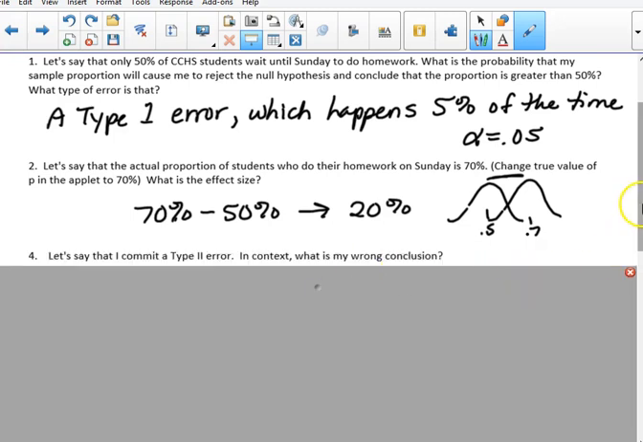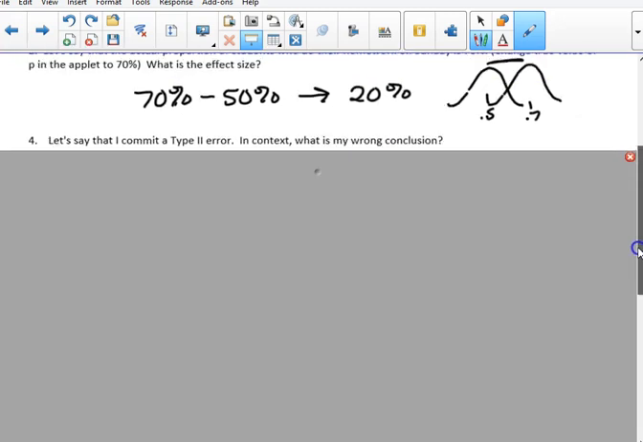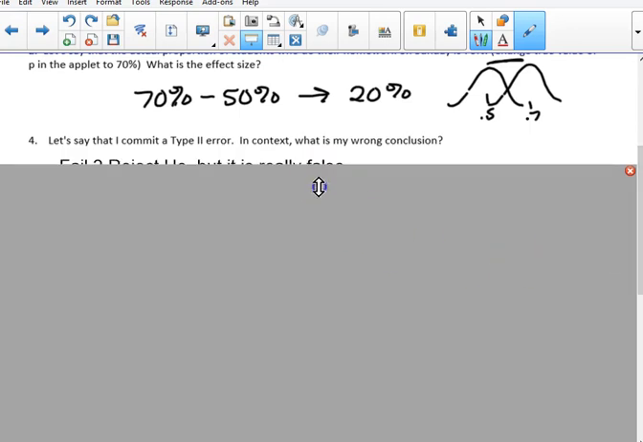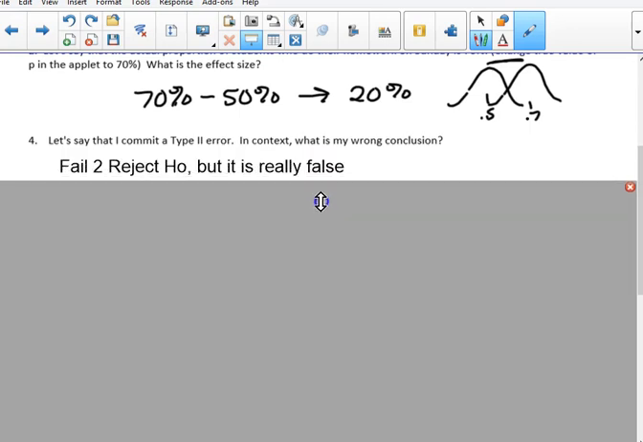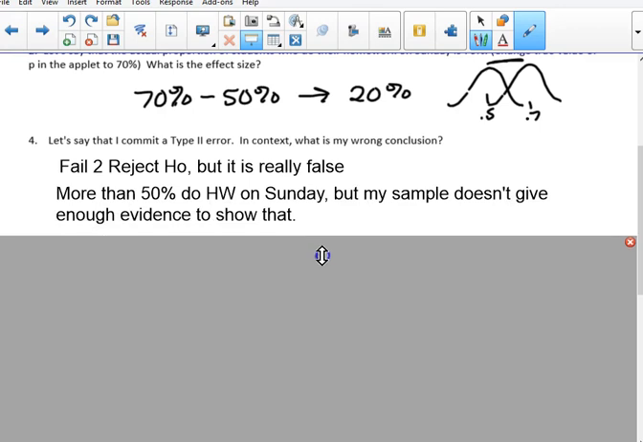If I commit a type 2 error, in context, what is my wrong conclusion? Well, recall that a type 2 error is failing to reject the null hypothesis when it's really false. So in this case, more than 50% do homework on Sunday, but my sample doesn't give enough evidence to show that.